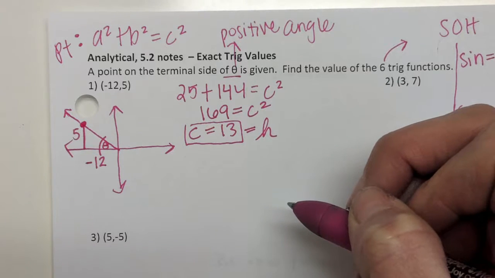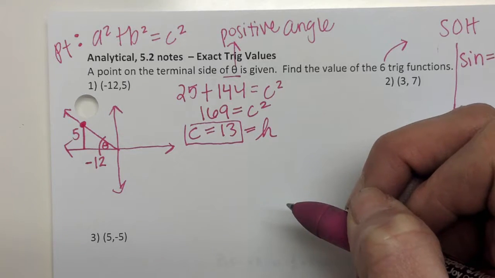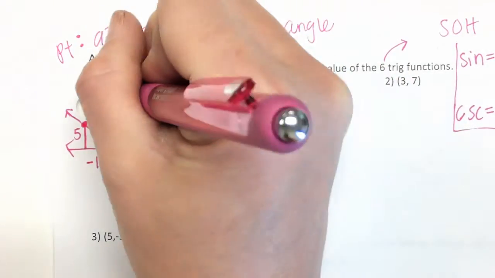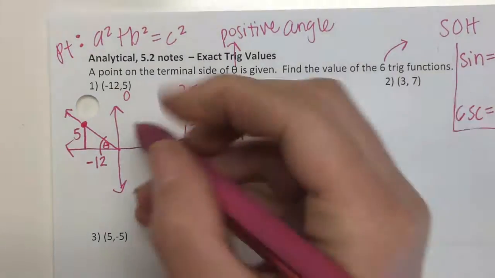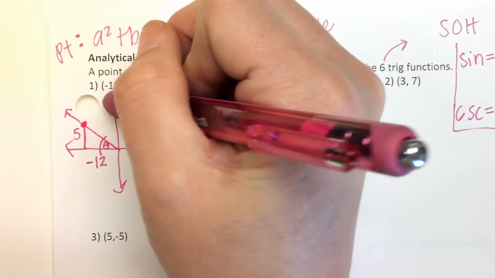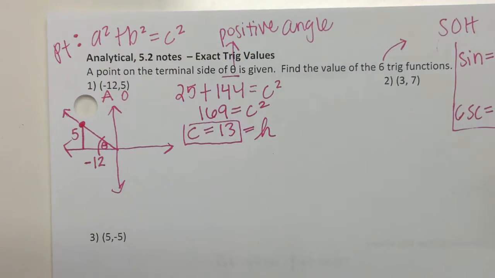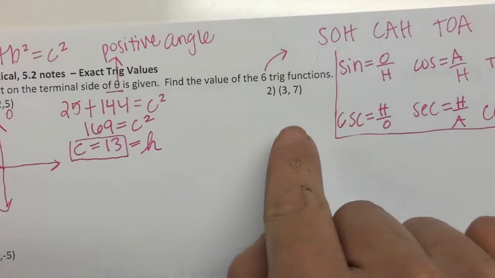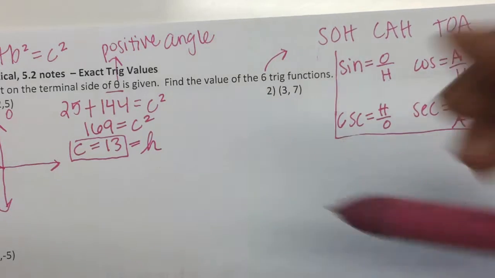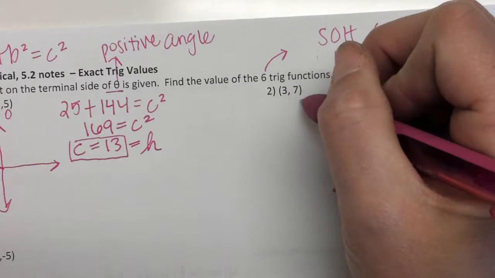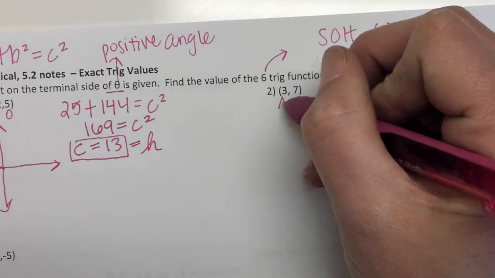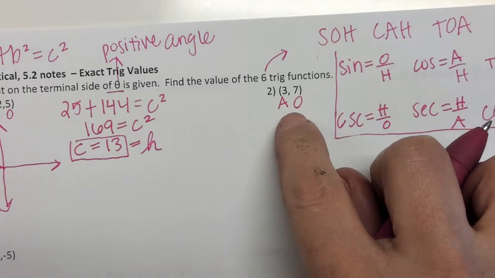Which one, negative 12 or 5, which one's opposite, which one's adjacent? Opposite is 5. Yeah. How'd you know that? Because it's opposite of theta. Good. It's opposite of theta, so 5 is our opposite. 12 is our adjacent because it's right beside theta. And that's how it's going to be for every single one. A is always going to be your X. O is always going to be your Y. So do we have to draw this point on this one? No. Which one's going to be our opposite? And adjacent? You can remember it because A comes first in the alphabet, so it'll come first in your coordinate point.